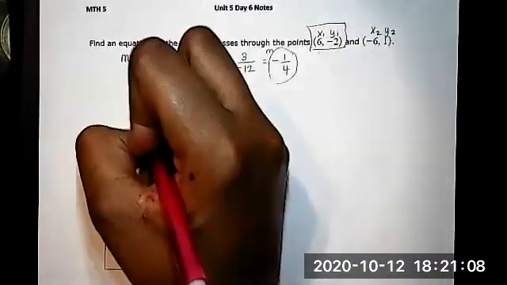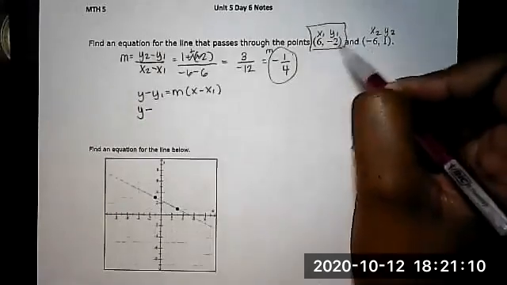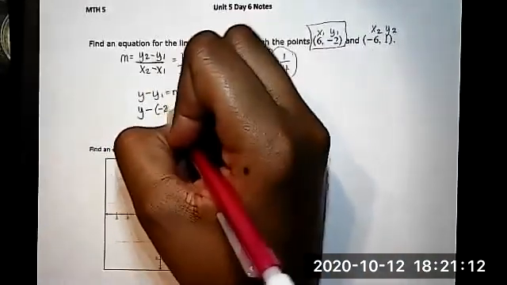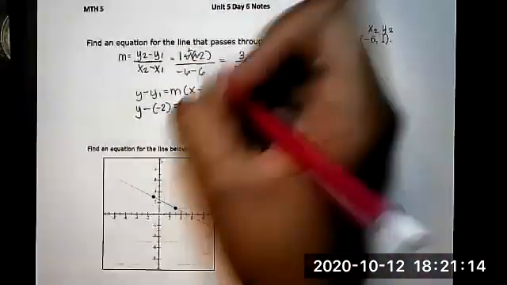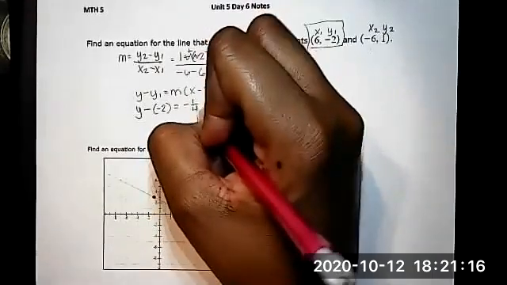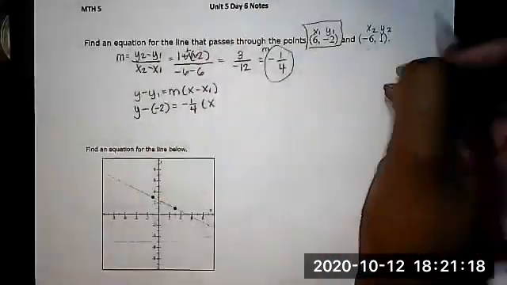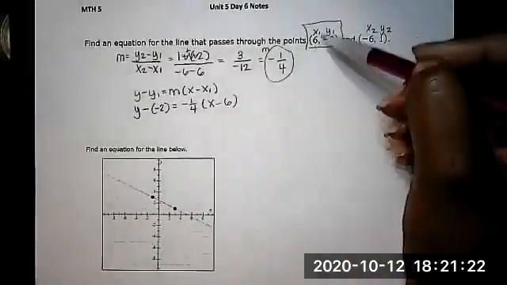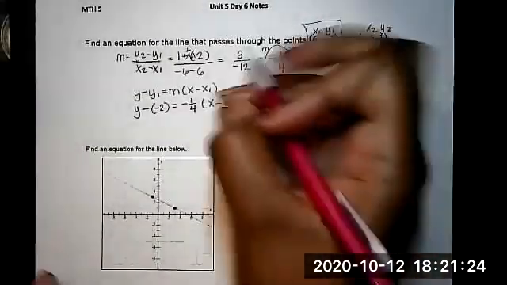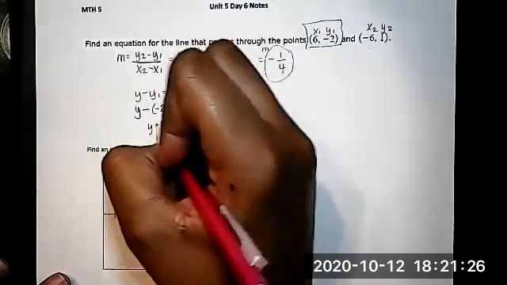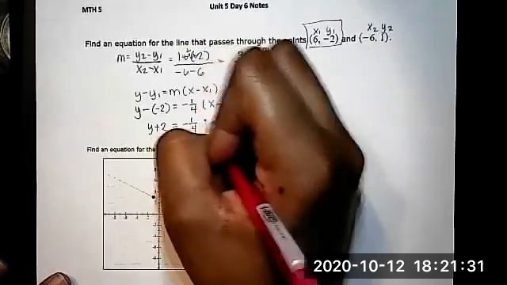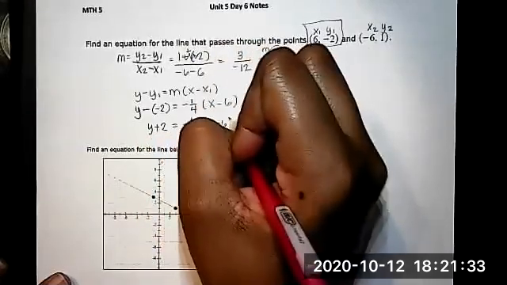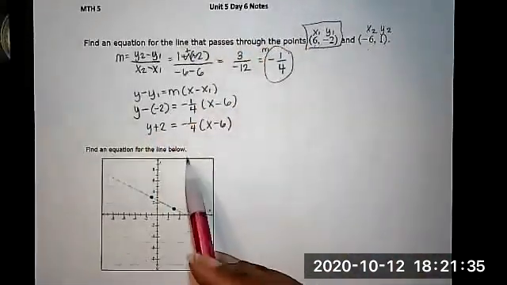This becomes y minus our y1, which is -2, equals -1/4 times x minus 6, okay, because 6 is x1. So you know that y minus negative 2 becomes y plus 2 equals -1/4 times x minus 6. This can be your answer, okay?